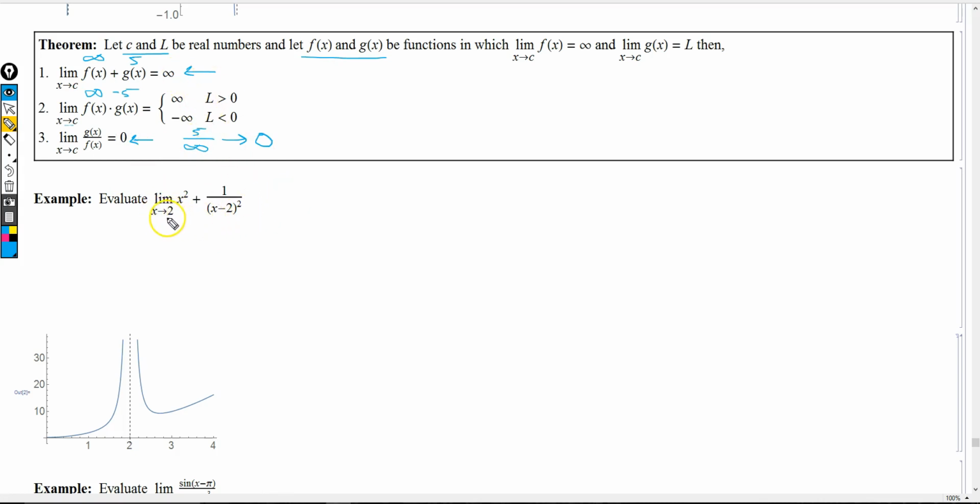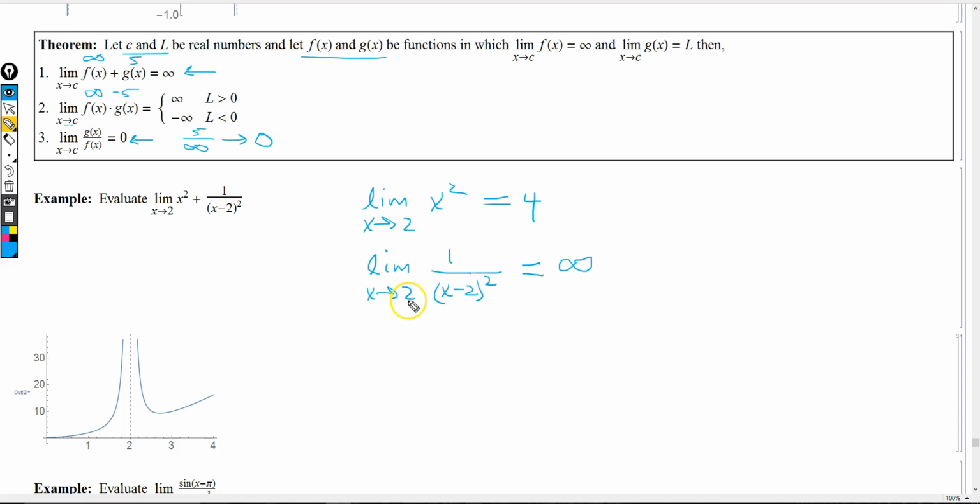So for the first one, we're taking a look at the limit as x approaches 2 of x squared plus 1 over x minus 2 squared. So we have two limits here to consider. The limit as x approaches 2 of x squared, and the limit as x approaches 2 of 1 over x minus 2 squared. Of course this one is going to be 4. And this one down here is going to be positive infinity.